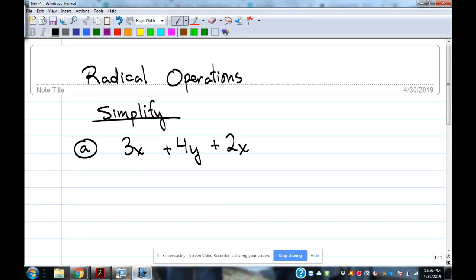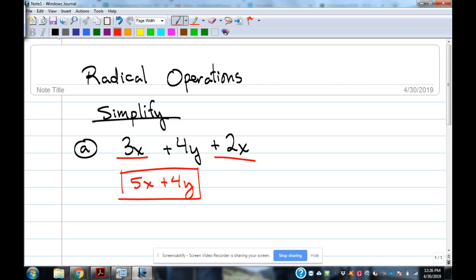We'll start with this. All right, so this is way back to August. Simplify this expression. How do we do that? How do we simplify that? Add the x things together because they're like terms. That's the idea here. 3x and 2x are like terms because they've both got an x on it. So that would be 5x plus 4y.